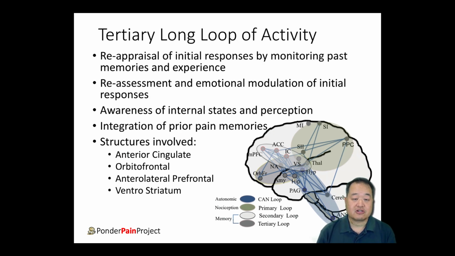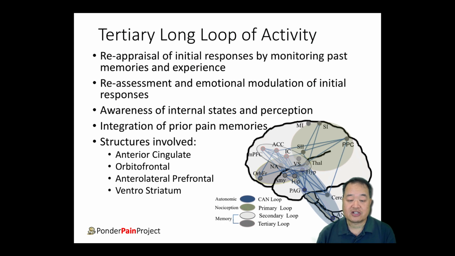Now our last loop is the tertiary, or the long loop of activity, and this is more linked with the central executive functions of the prior functional classification. What it does is it reappraises our initial responses by monitoring past memories experienced. So this is where past exposure to pain influences how we respond now and in the future. We take a look at the memory through these systems, and the body goes up to those areas, says, have we seen this before? And if it's seen it before, it modulates based off that prior experience. And it reassesses, and it uses emotions to modulate these initial responses.